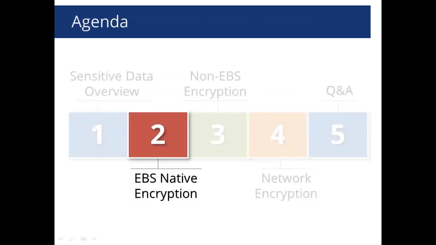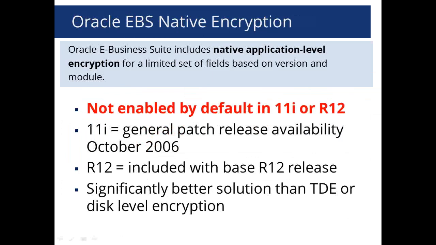So basically there's a couple different options, and we'll talk about EBS native encryption first. This is our recommended solution, and so if you're running bank account numbers or credit card numbers in eBusiness Suite, you really need to look at the native encryption. Back in 2006, Oracle released native application level encryption for a limited set of fields. The key thing here is that in both 11i and R12, Oracle does not enable this. So if you just installed Oracle eBusiness Suite 12.1 for the first time and started accepting credit card numbers, those are not encrypted. Oracle does not enable any encryption by default. It's all basically on you to walk through and have it set up and enabled.